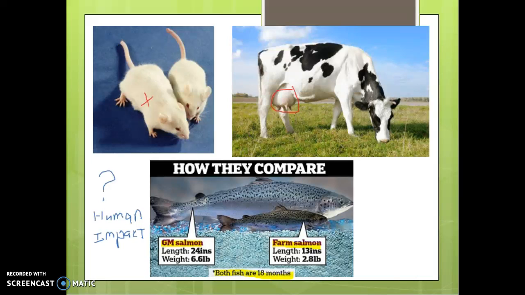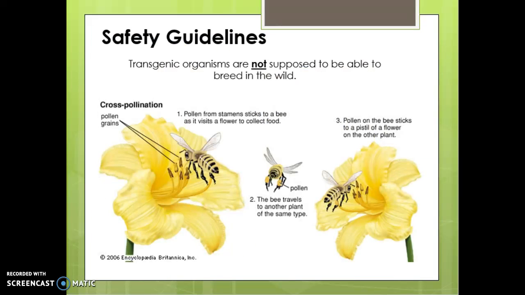Make your voice heard. There are more non-bio majors out there than biologists. You have a stronger voice when it comes to voting for things like this. All right, so the concern is always, what are the potential negatives? Do the positives outweigh the negatives? Hopefully they do. But one of the safety guidelines that's out there that is hopefully implemented is that transgenic organisms are not supposed to be able to breed in the wild.